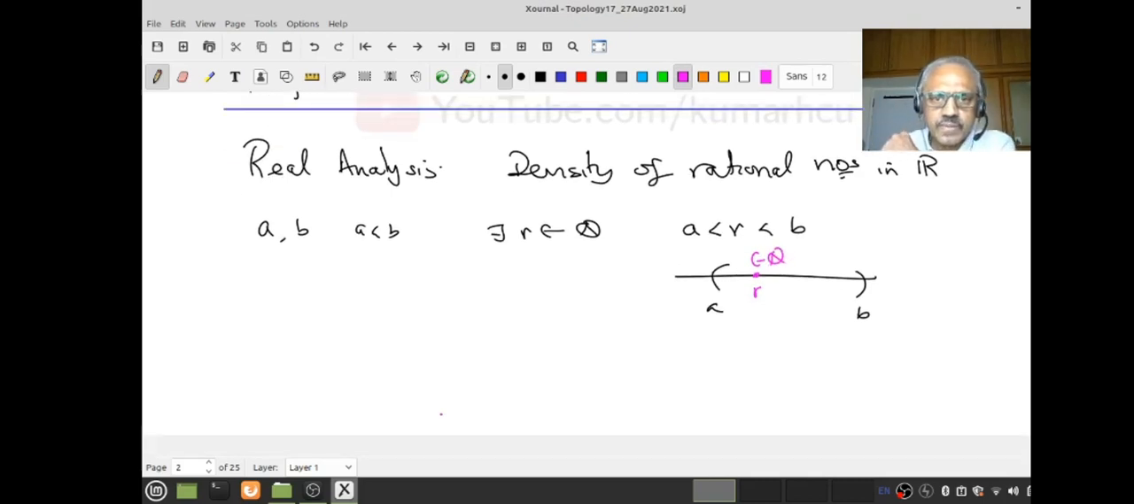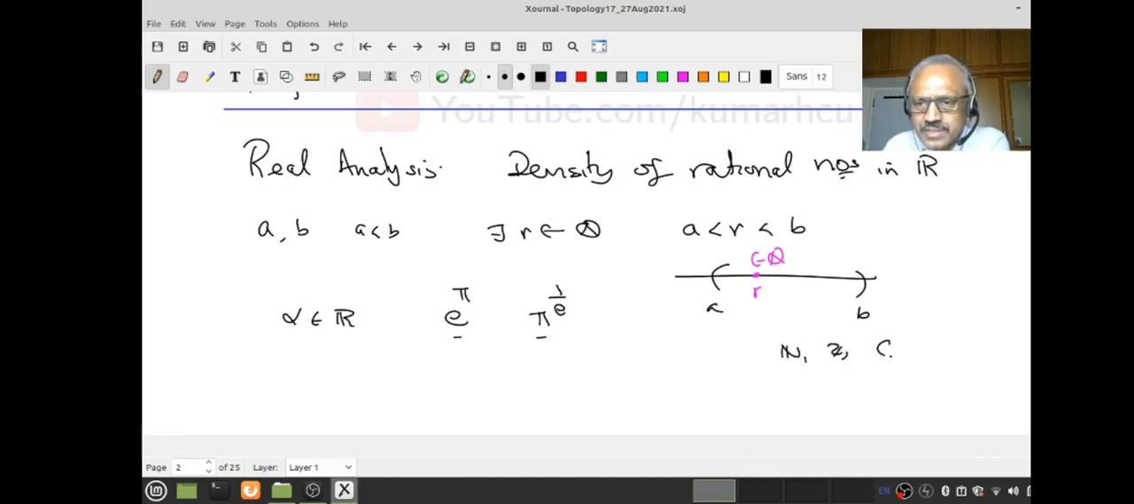So we want to understand why we want to look at such objects. What is the significance of this result? You might have proved it or you might have just learned it, but what is the significance? The significance of this is something very interesting. That is, suppose I give a real number alpha in R. For example, alpha could be e to the power pi, or much worse, pi to the power 1 by e. So maths allows us to define such objects, but they are very complicated numbers. But what we are happy with is natural numbers, integers, and rational numbers. We are more comfortable with these.